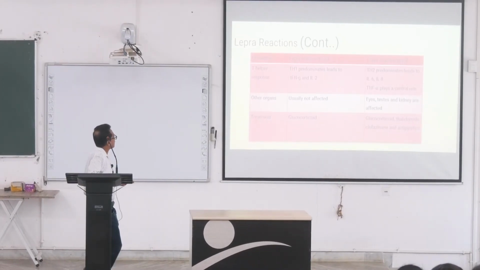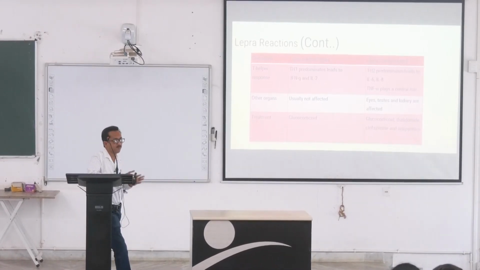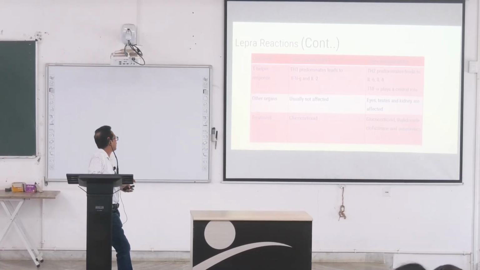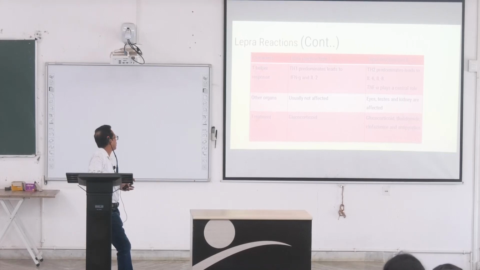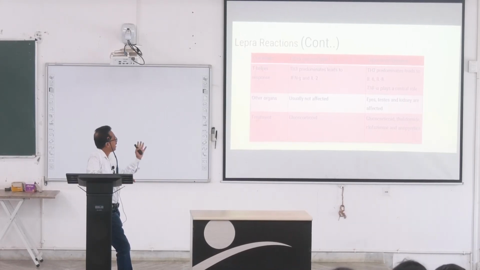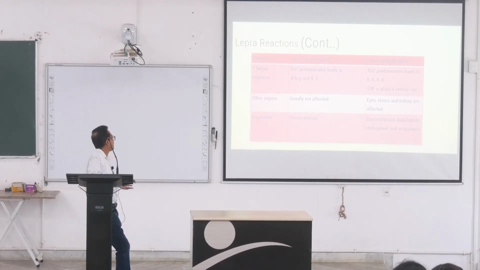Now, what is the underlying response? What is the role of T helper cell? T helper cell 1 predominates in lepra 1, so they produce interferon gamma and interleukin 2. And in lepra reaction 2, T helper cell type 2 predominates, leading to IL-6, IL-8, and tumor necrosis factor alpha plays a central role. Other organs are usually not affected, but in case of type 2 reaction, eye, testes and kidney are affected.